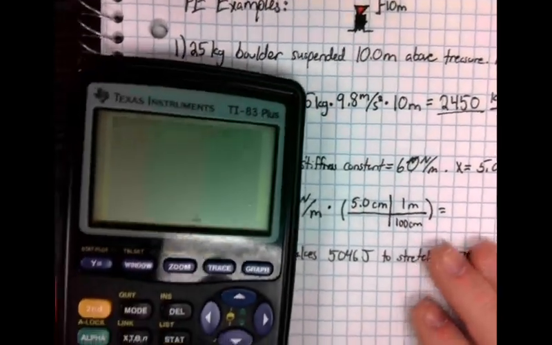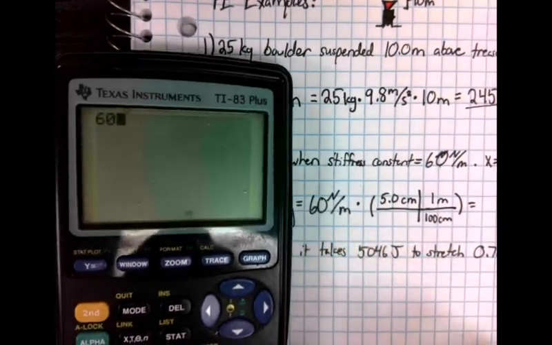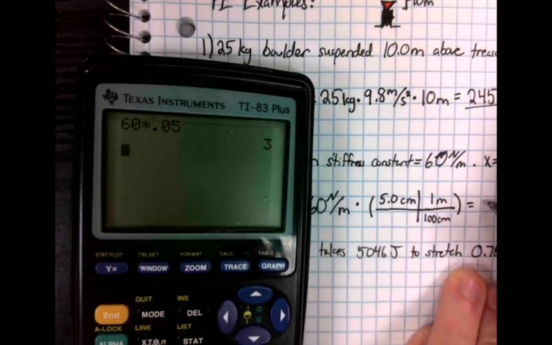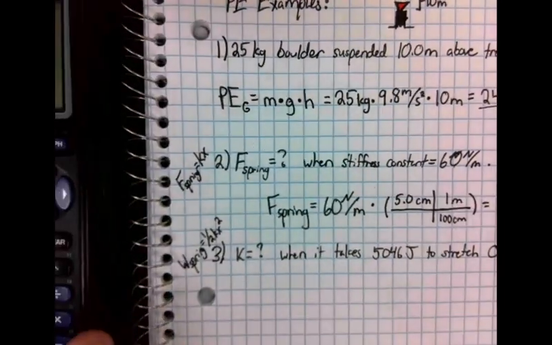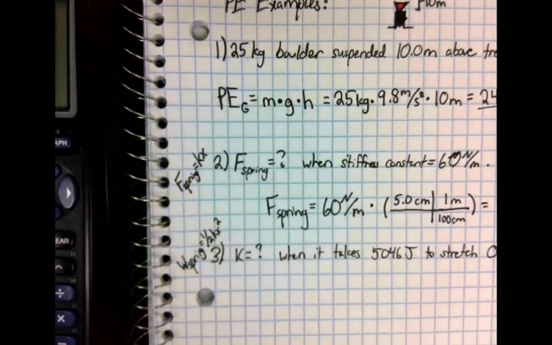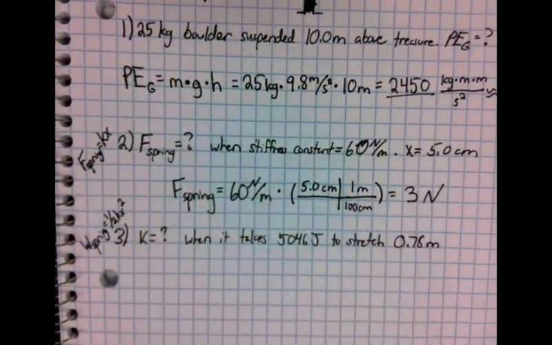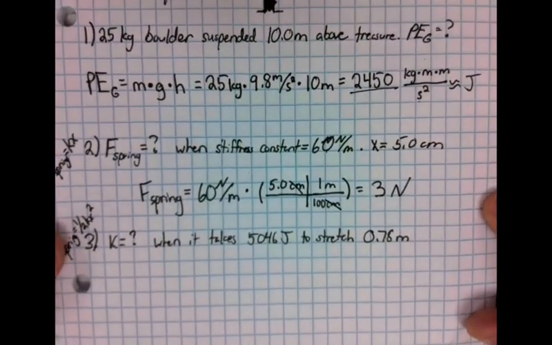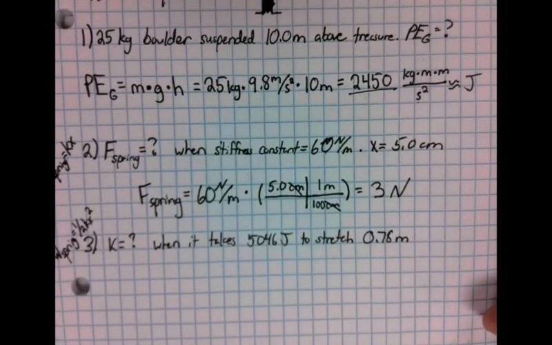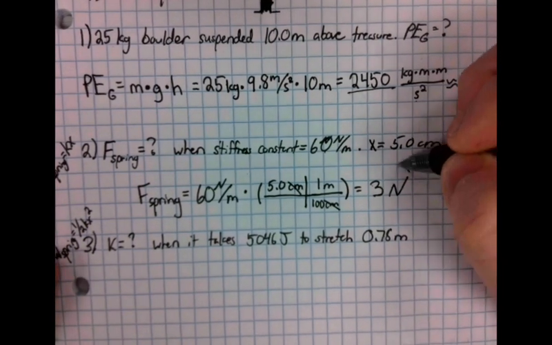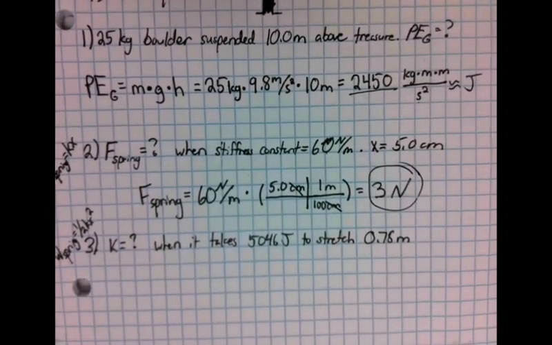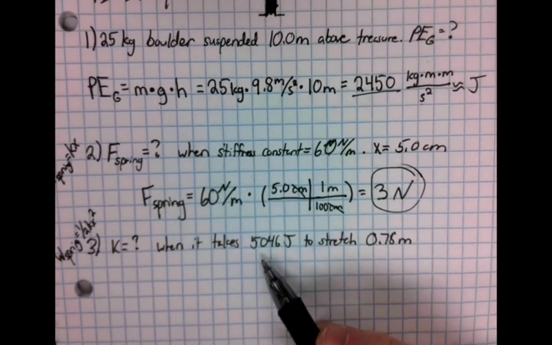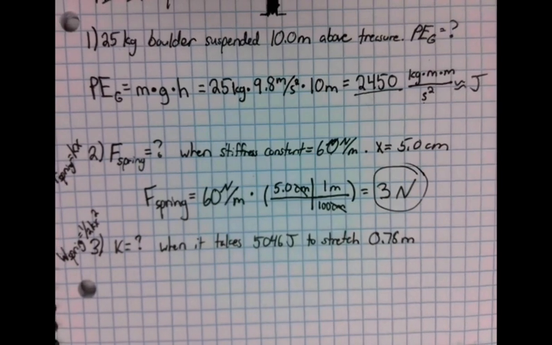So we're going to plug in 60 newtons per meter times 0.05 equals 3. It is 3 newtons. And we know it's newtons because the meters cancel, meter on top, meter on bottom, since it's caring about force. We know that the force of a spring that's only being compressed 5 centimeters is a total of 3 newtons.